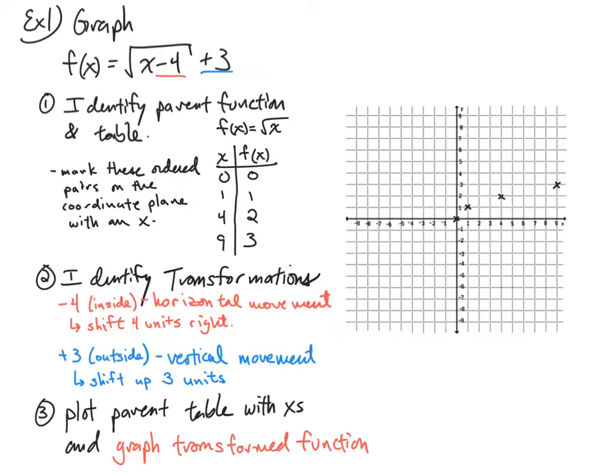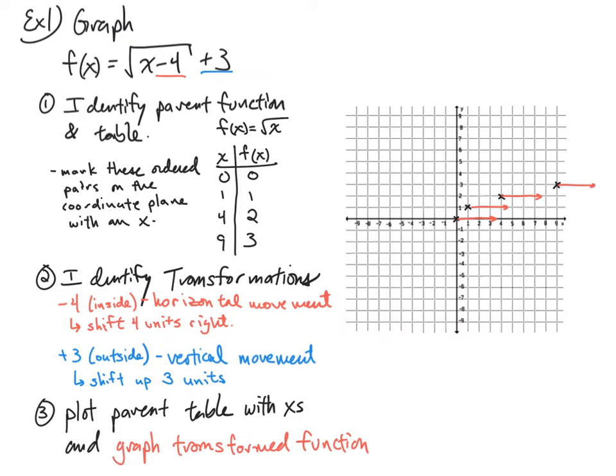So how do we use this to our advantage, right? It says to plot the parent table with x's and graph the transformed function. That's the only other thing we have left to do here. So what we're going to do is take every single point with an x that we put here. We're going to move it to the right 4 units. So I'm going to take this x, move it to the right 4 units, 4 units, 4 units, and yeah, we're going to be off the graph.